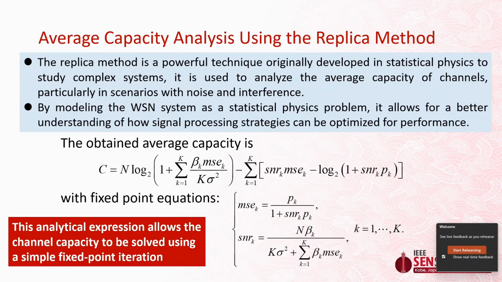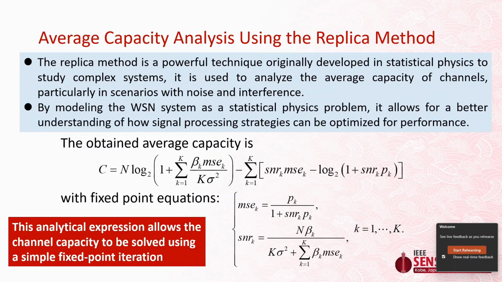The replica method is a powerful technique originally developed in statistical physics to study complex systems, such as glasses and disordered materials. It involves introducing multiple replicas of a system, each representing a different state or configuration. By averaging over the replicas, researchers can derive properties like free energy and phase transitions.